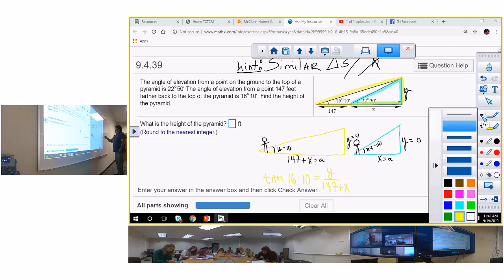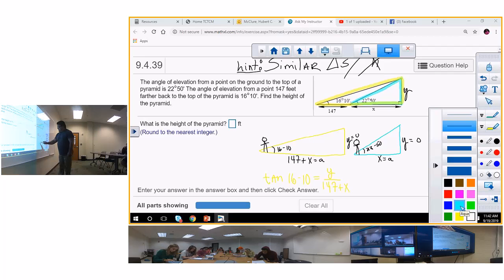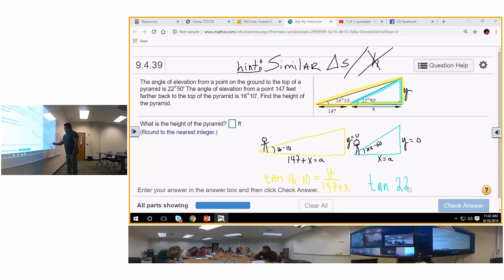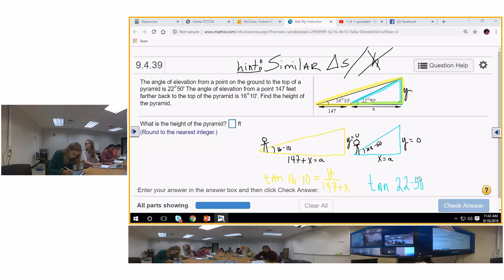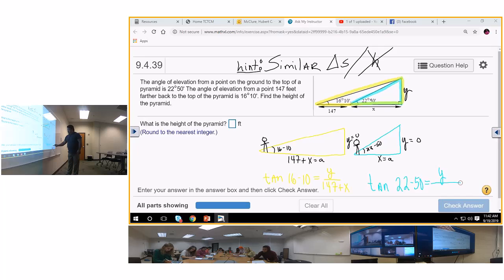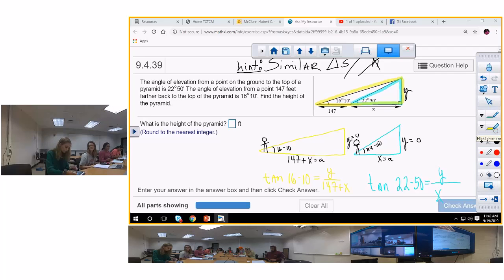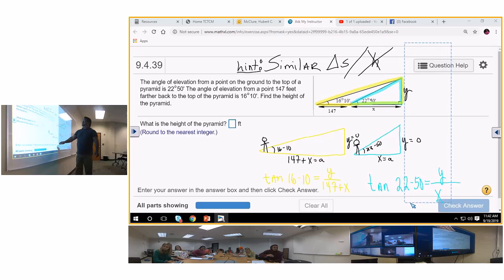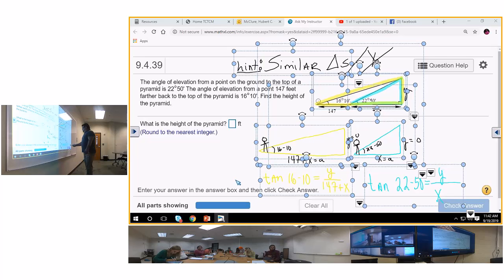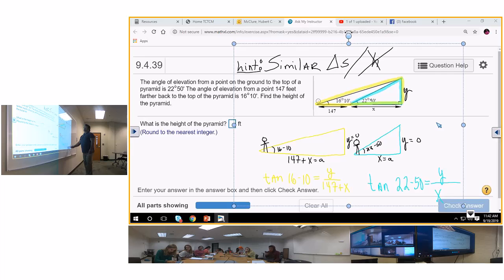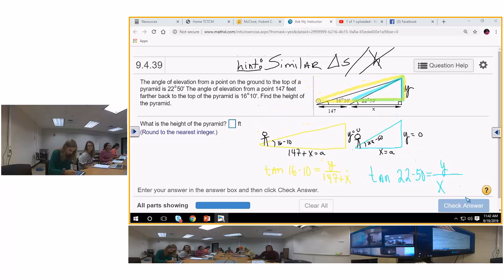And now let's do the blue. The blue is going to be tan of 22 degrees 50 seconds is equal to Y over X. Okay, any questions so far? And it's very important that you understand this problem because you're going to see 4 or 5 of them on the test.